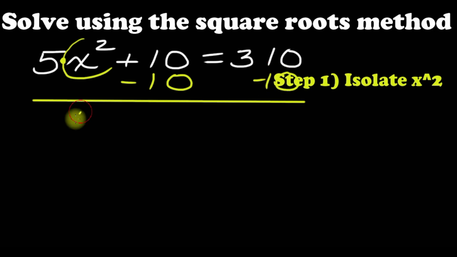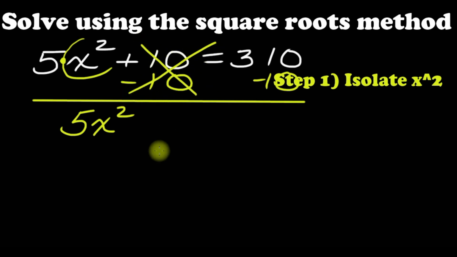Okay, so we bring down the 5x squared. And we know that positive 10 and negative 10 add up to 0. And then bring down the equal sign, and 310 take away 10 is going to give you 300.